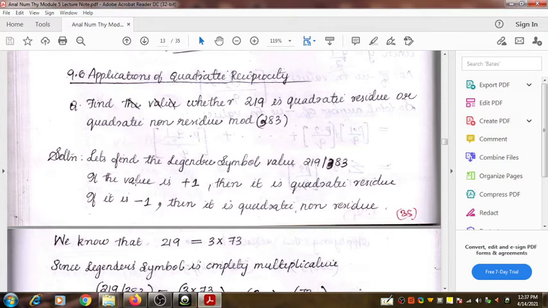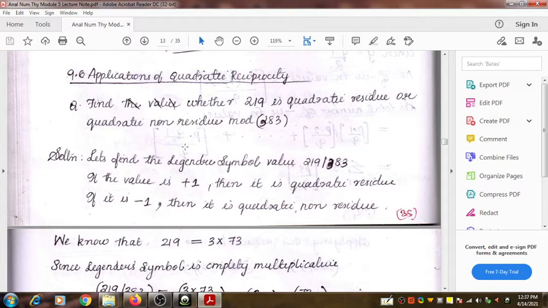In this video we are going to see a problem that can be solved using the quadratic reciprocity law. You need to find whether 219 is a quadratic residue or a quadratic non-residue mod 383. The given number is 383.